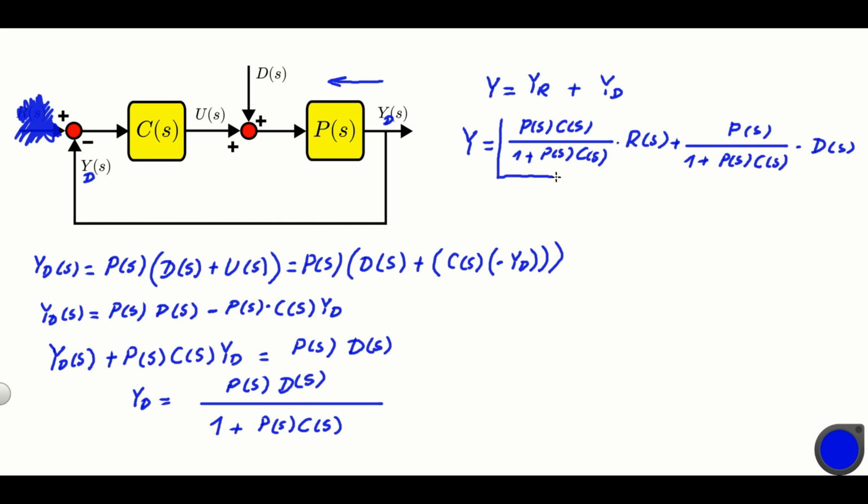This is the transfer function from the reference signal to the output, and this is the transfer function from the disturbance. Both of these transfer functions are closed-loop transfer functions.